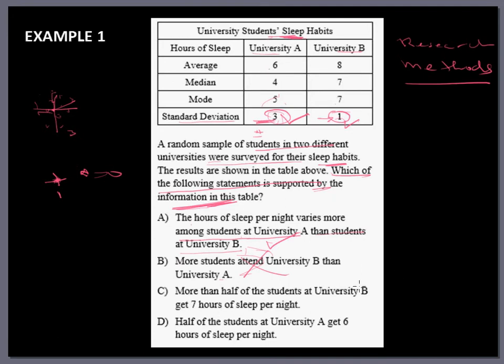More than half the students at University B get 7 hours of sleep. This is nonsense because we don't even know the number of students involved, so we can't say that. Half the students at University A get 6 hours of sleep. Anything about the actual number of students in the school is simply not discernible from the data that we have, because the data is scanty. They didn't even give us a sample size, let alone the population. So in this particular case, your best answer is choice A, which is very clear because the data actually tells you that the variance is bigger in A.